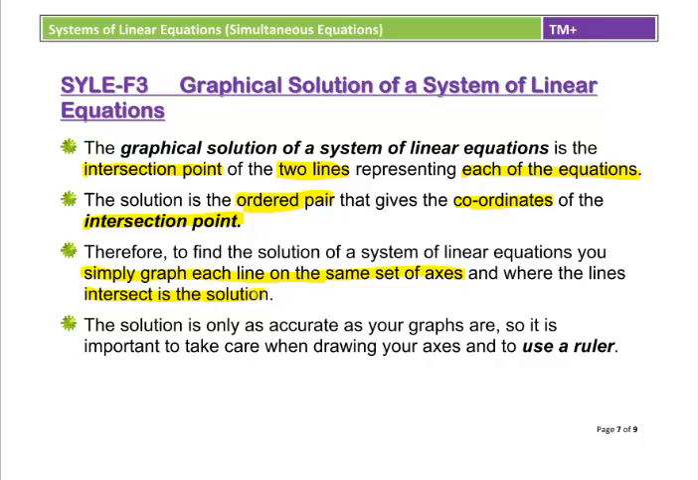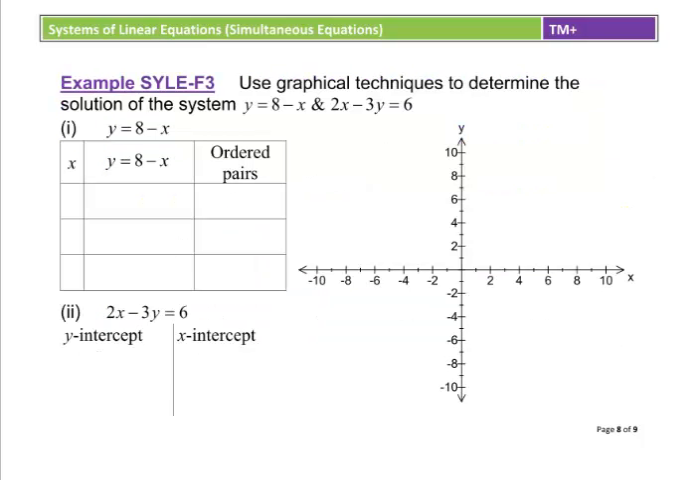Now remember, the solution is only as accurate as your graphs are, so it is important to take care when drawing your axes and to use a ruler. So for this one, use graphical techniques to determine the solution of the system y equals 8 minus x and 2x minus 3y equals 6.